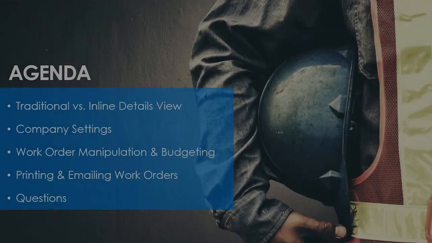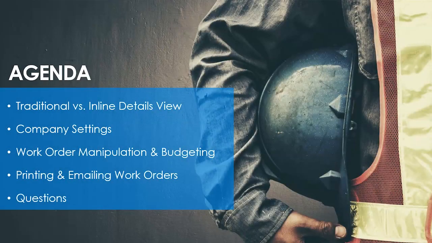Now let's take a look as a recap at the items we have discussed together today. I have shown you a comparison and contrast between the traditional versus inline details view of your work order screen. We've taken a look at how to manipulate your company settings in terms of changing that view and also defining your revenue overhead per job type. I've shown you how to manipulate your work orders in terms of helping you with budgeting purposes. I've also shown you how to print and email work orders from our system.